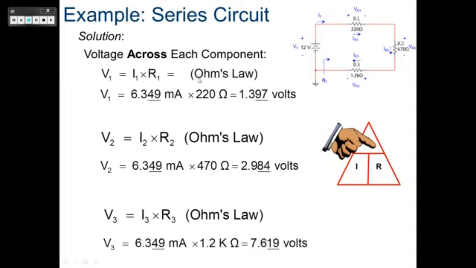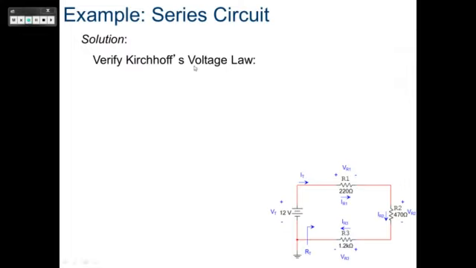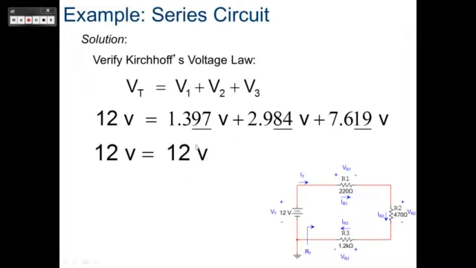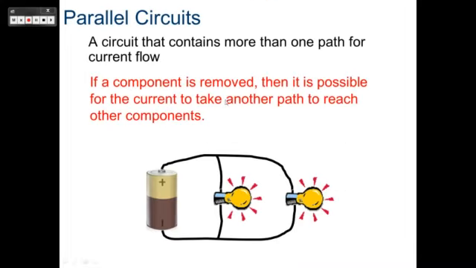I do the same at resistor 2, and I get a total of 2.984 volts, and the same at resistor 3, and I get 7.619 volts. To verify Kirchhoff's law, I know that the total voltage should equal the sum of all of my voltage drops. I add them all up, and I get right at 12 volts.